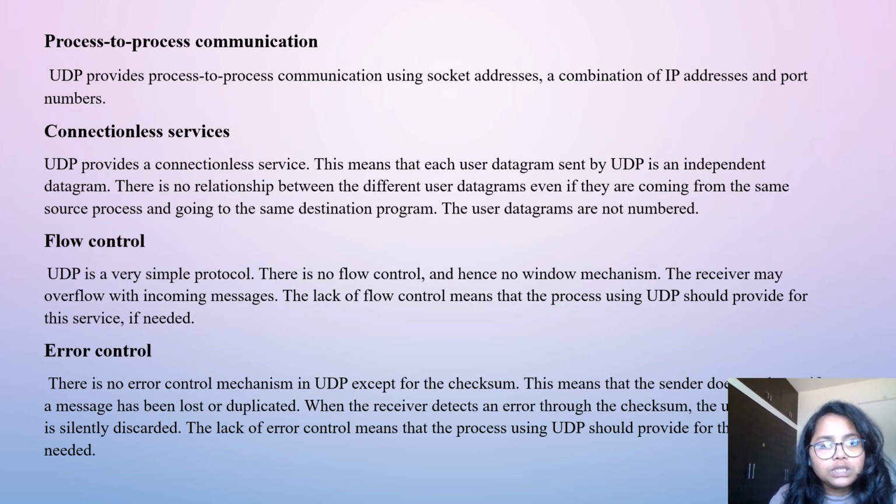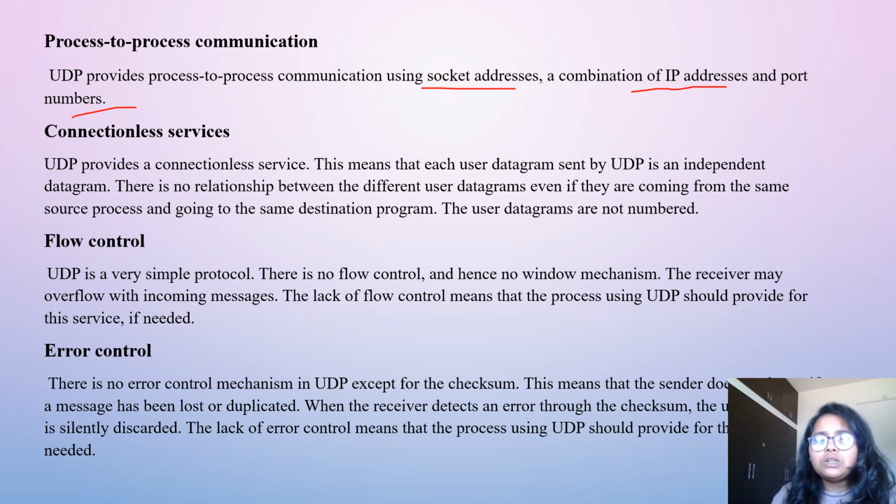First one is process-to-process communication. UDP provides process-to-process communication using socket addresses. A socket address is a combination of IP address and port numbers. Connectionless services. UDP provides connectionless services.